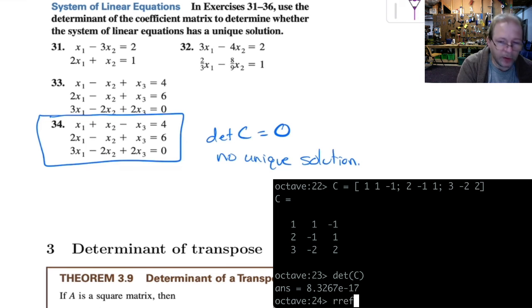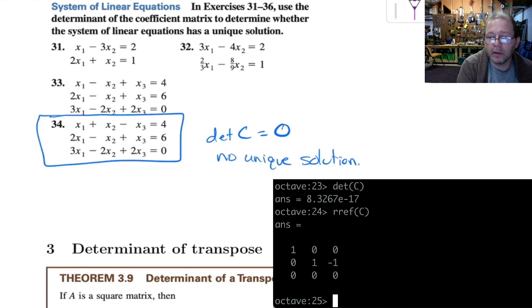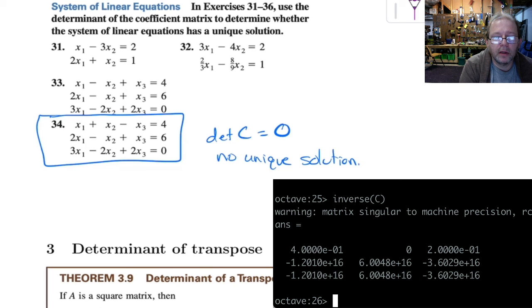Let's row reduce this and see what we get. Notice row reducing it, we get something that's not the identity matrix, and that makes good sense. Now, what happens if we try to take the inverse of this? Take the inverse of C. Notice it gives us an error.